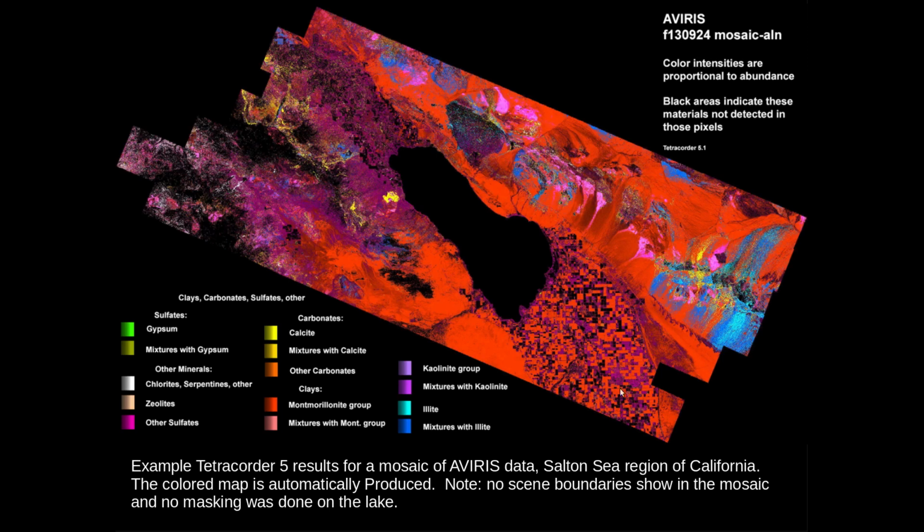An interesting thing to note here is you don't see any scene boundaries, and that's because even though there are lighting changes across the track, and there are many flight lines here in this scene, the continuum removed boundaries remove the changing intensities to give just the absorption band strengths.